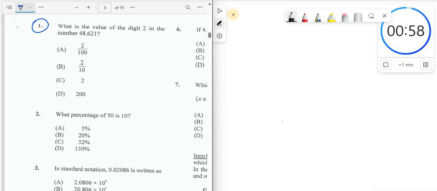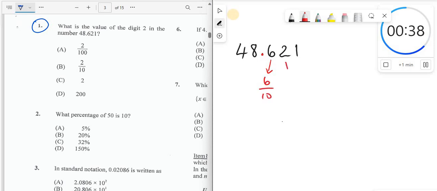What is the value of the digit 2 in the number 48.621? Now, after the point, we have the decimal places. The first decimal place is the 10th place. So because a 6 is there, we say 6/10. In the second decimal place, we have the 100th place, in other words. And so this is 200th.